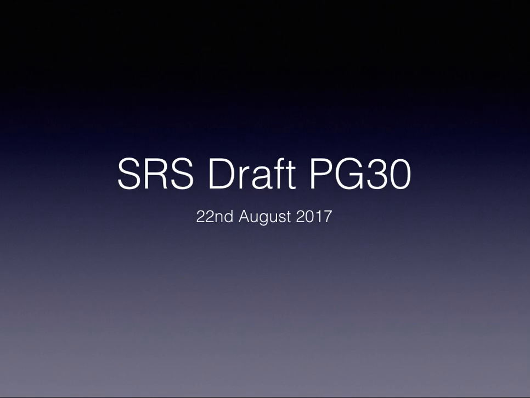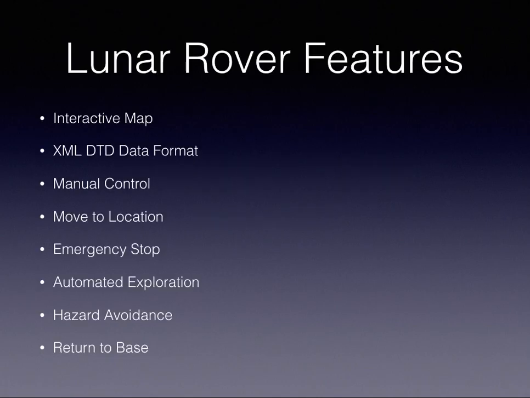So this is the presentation of the software requirements specification draft for PG30 on the 22nd of August 2017. What we're going to be talking through is the features of the lunar rover exploration system, which includes the following features: an interactive map which allows for control and display of data.